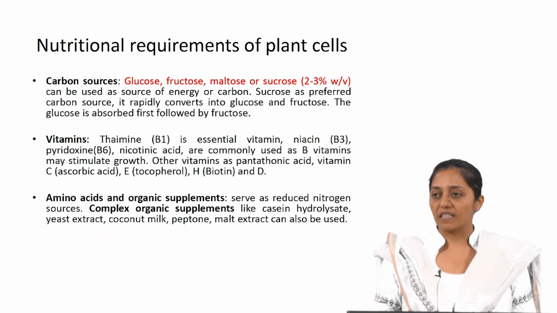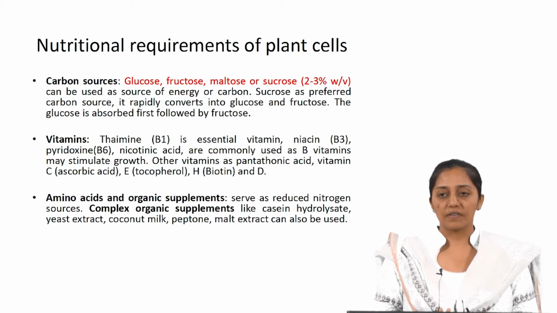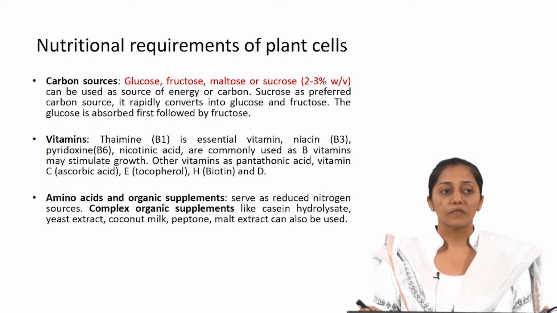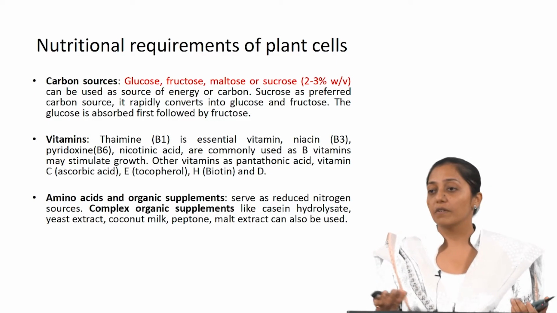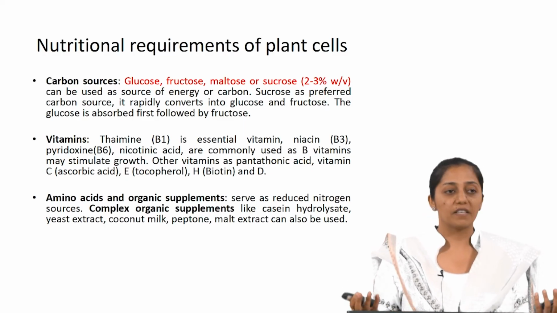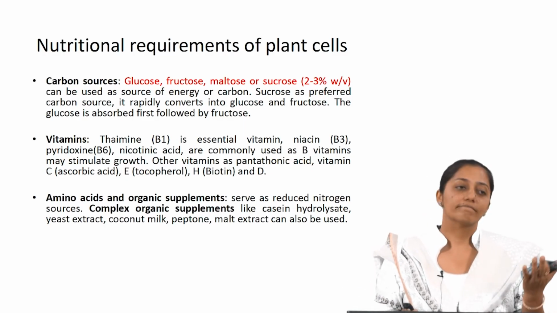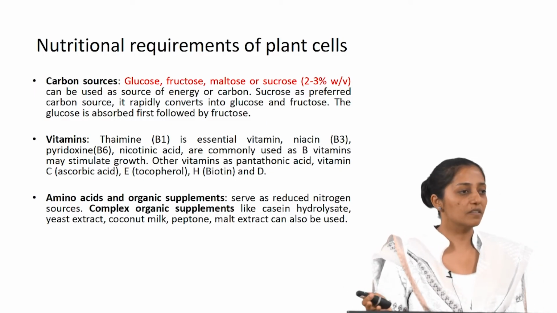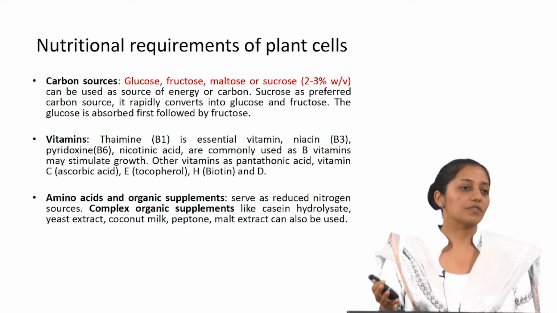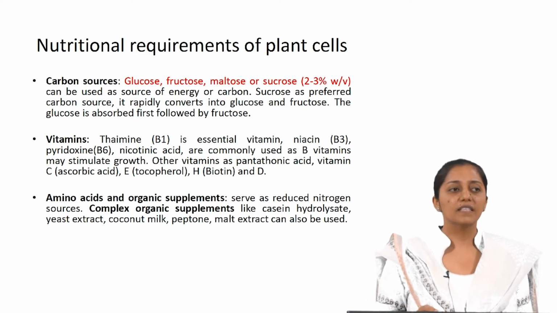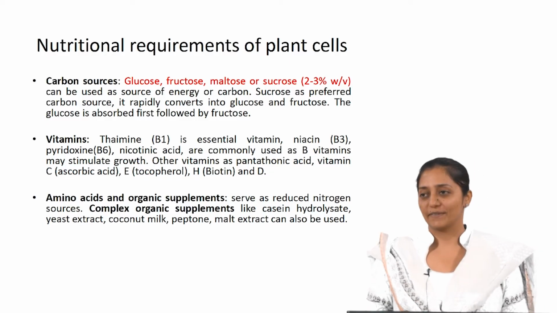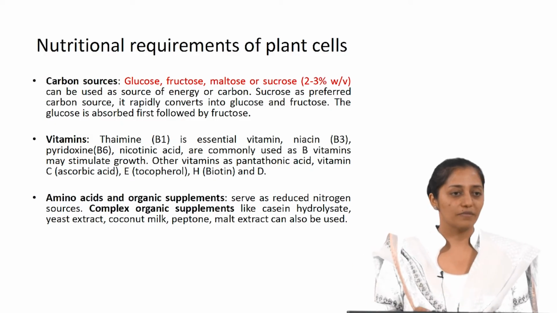Complex organic supplements like casein hydrolysate, yeast extract and coconut milk are till date being used as complex nitrogen sources. Why are they still being preferred despite the fact that we were saying they can lead to batch variation? If you can control the batch to batch variation, these things can bring down the cost of the production media, because many of these are obtained as waste byproducts from industries.